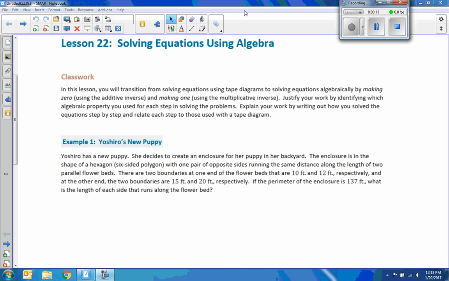So the classwork says in this lesson, you will transition from solving equations using tape diagrams to solving equations algebraically by making zero, in other words, using the additive inverse, and making 1, in other words, using the multiplicative inverse. Justify your work by identifying which property you used for each step in solving the problems. It's kind of like a two-part proof. Explain your work by writing out how you solve the equation step by step, and relate each step to those used with the tape diagrams.